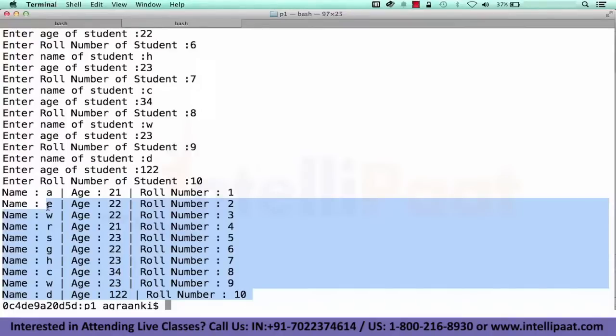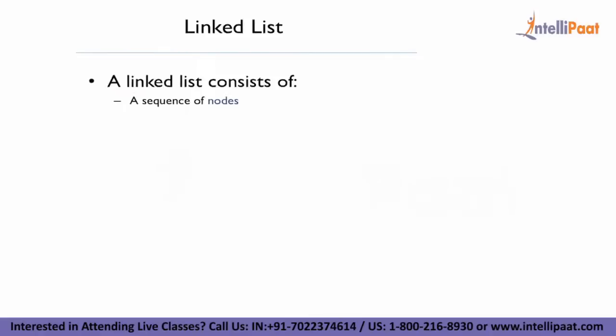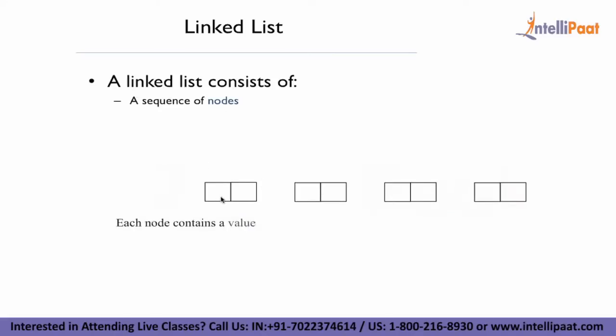So what is a linked list? A linked list consists of a sequence of nodes. So what is a node? Node is a segment of memory. So here this is a memory segment, this is a memory segment, this is a memory segment. So linked list is a sequence of nodes. Node is a section of memory. Each node contains a value. So every node has a value.